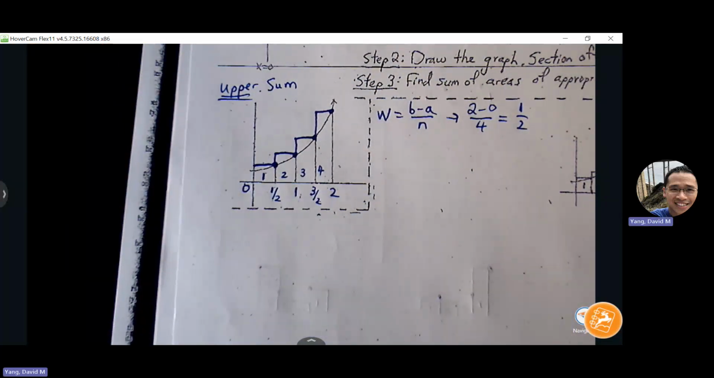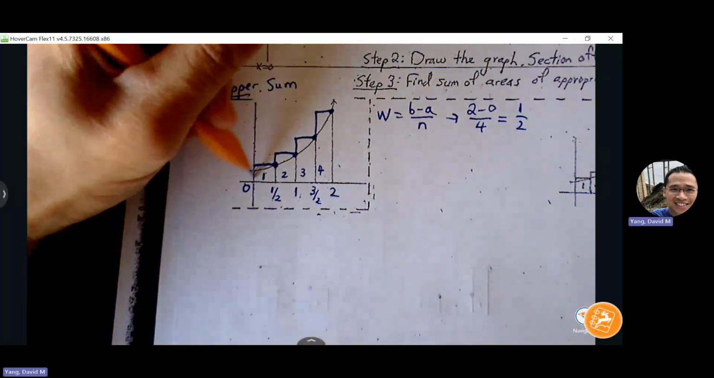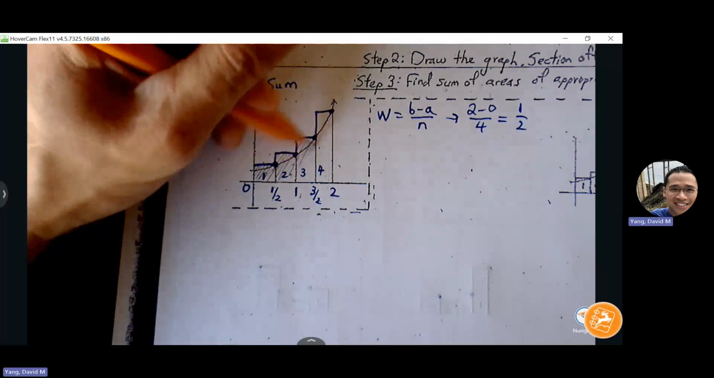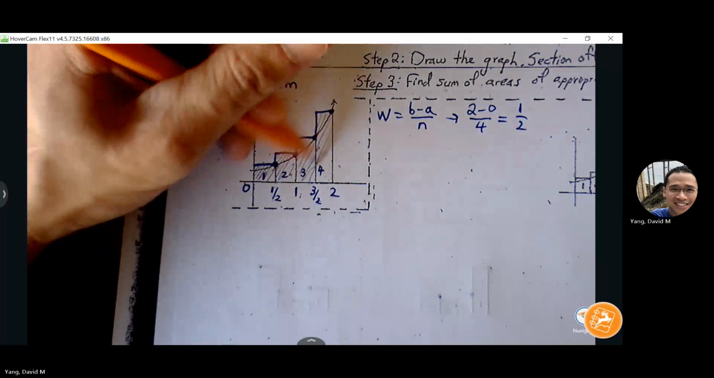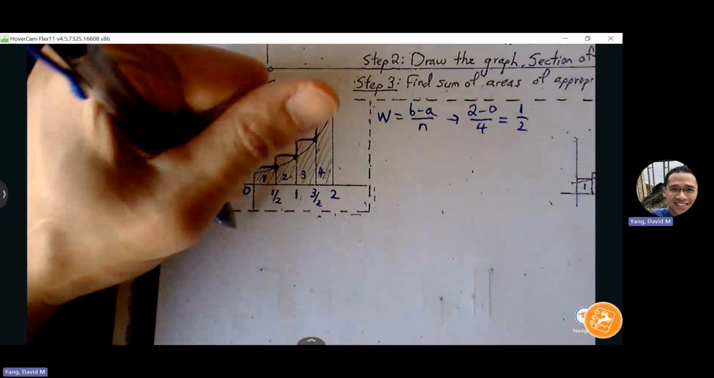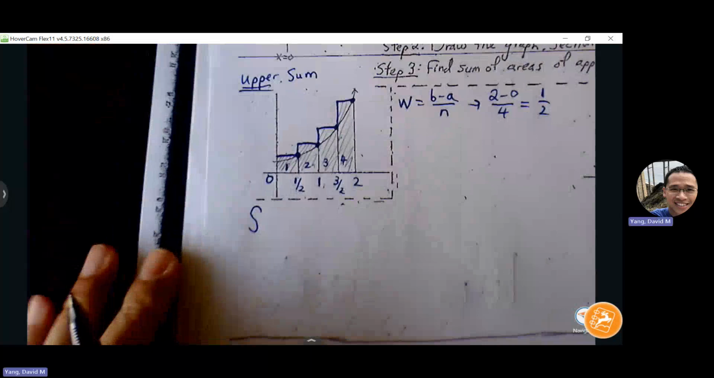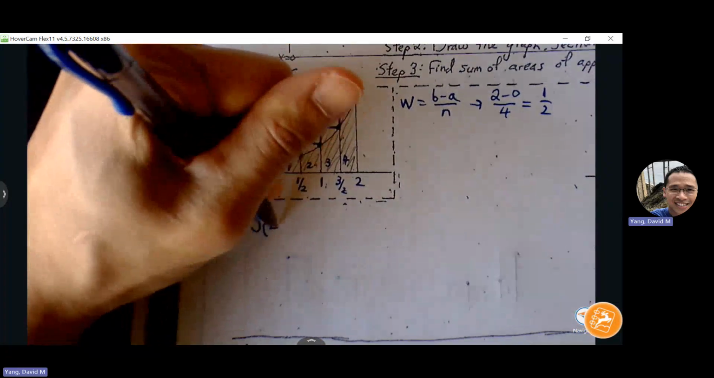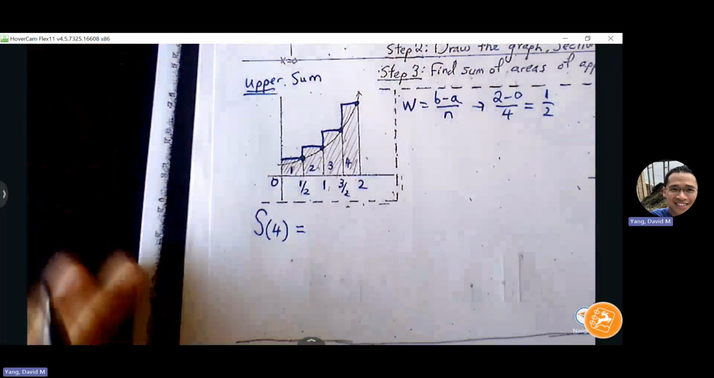I'm going to lightly shade in just so that we can clearly see that we're just trying to find the areas. We're going to just find the areas of each rectangle and add them up. That's all we're doing. Okay, I'm going to use uppercase S to indicate that I want to use upper sum, and then 4 to indicate that I'm using 4 rectangles.